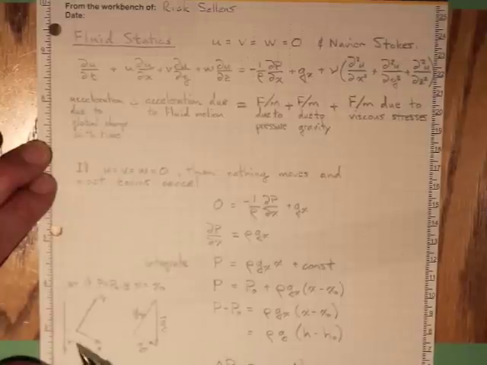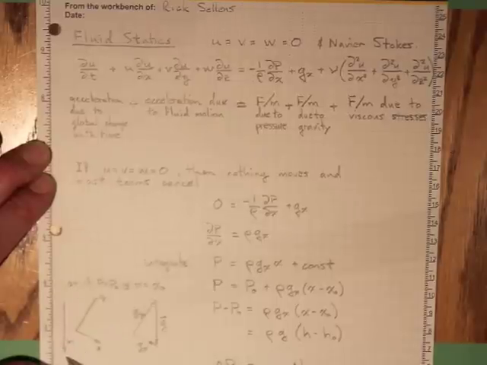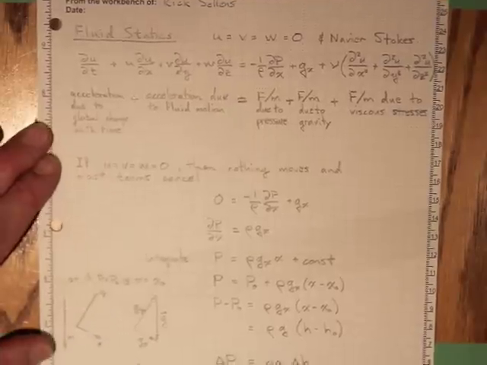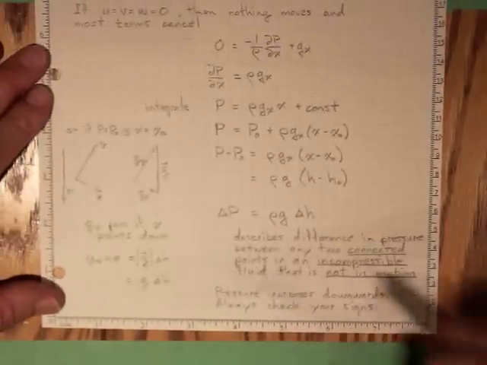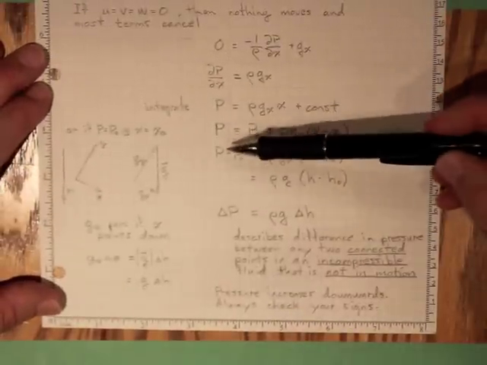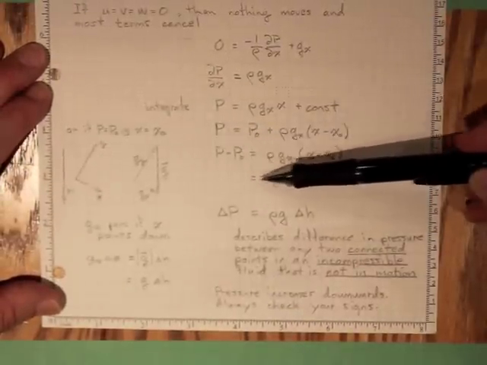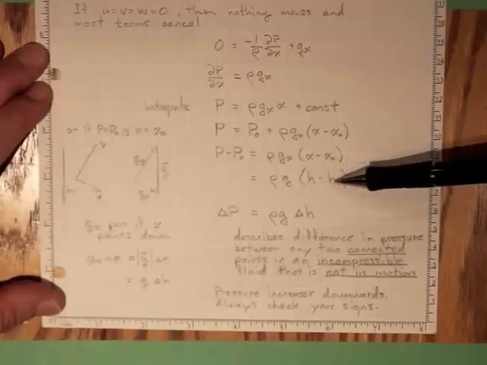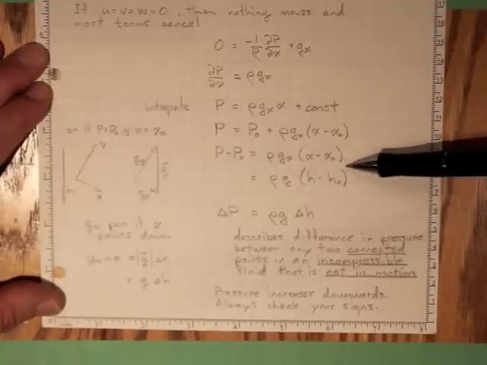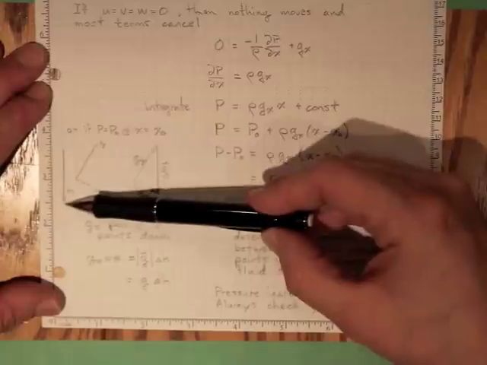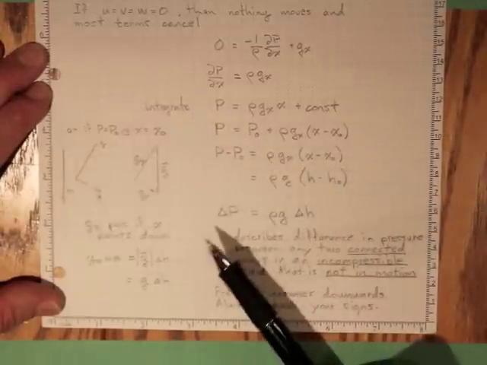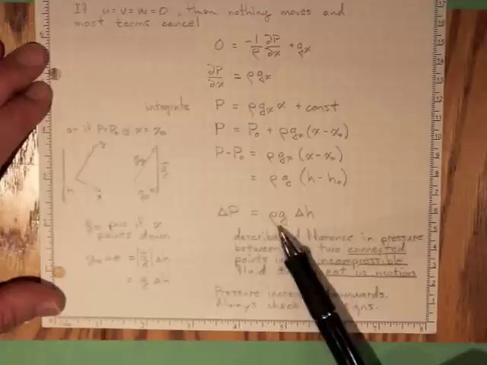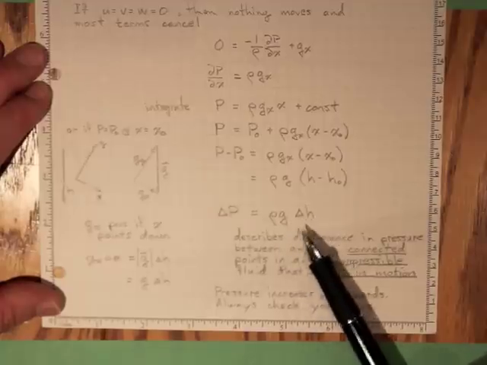Or, if we convert to elevation coordinates, and in this case I've written h pointing in a downward direction, then P minus P naught will be equal to rho g times (h minus h naught), where this is g, not g of x. So we're just looking at the change in elevation. Or delta P will be equal to rho g delta h.